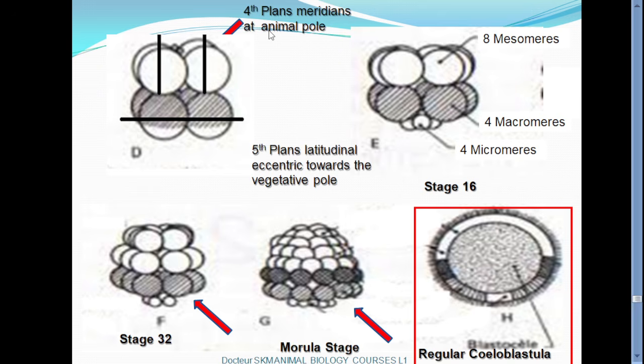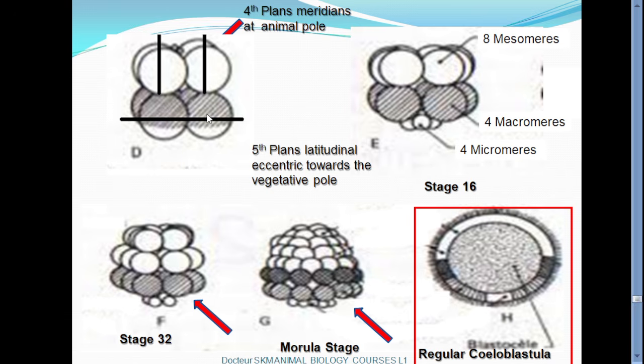But in the vegetative pole, the cleavage plane is different. Here the 4 blastomeres will divide according to one cleavage plane, which is latitudinal, eccentric toward the vegetative pole. So it is latitudinal, meaning in width and not in length, and it is also eccentric toward the vegetative pole.